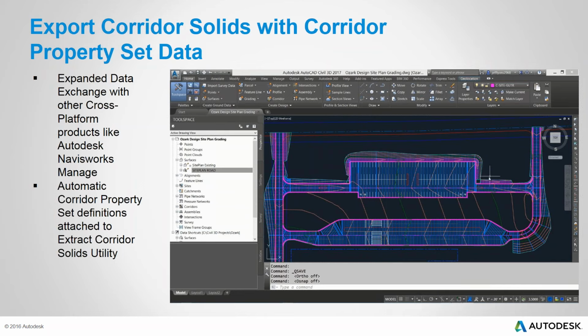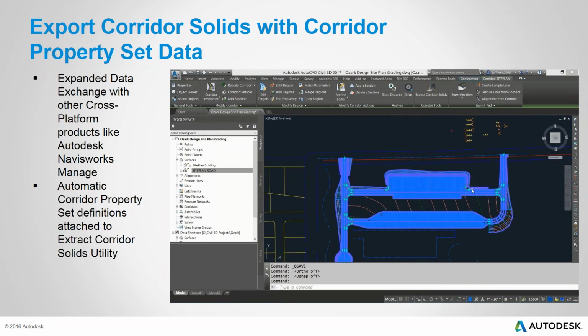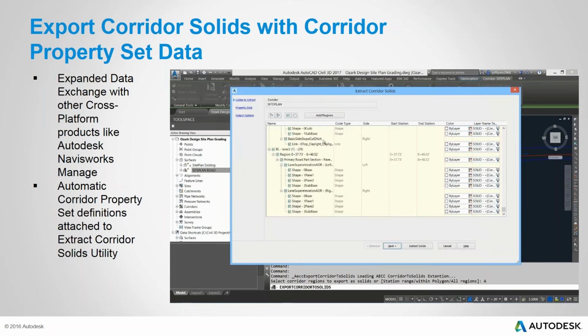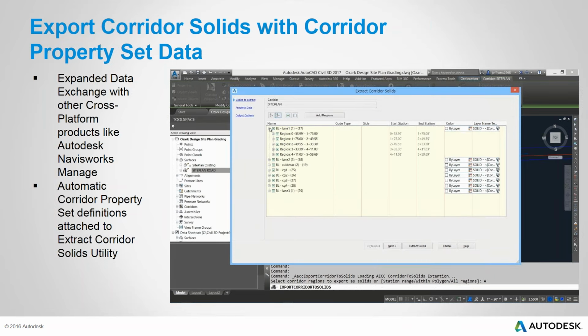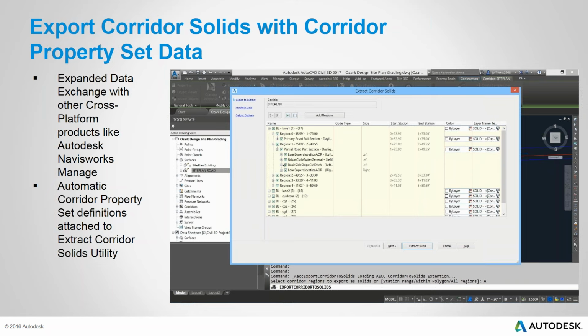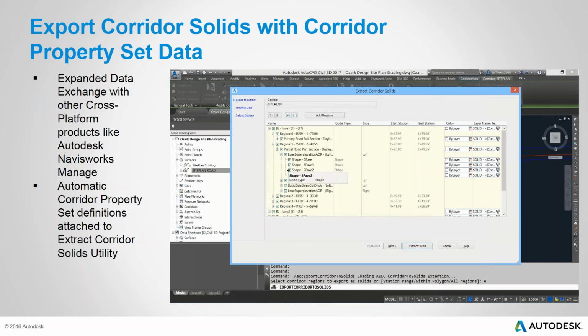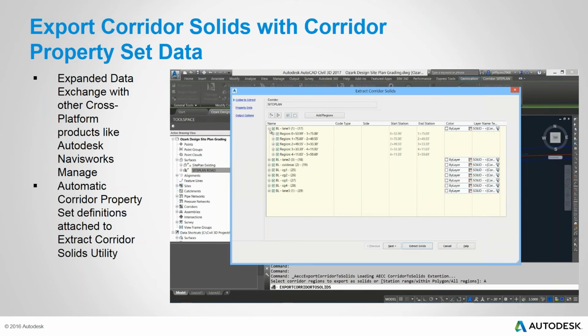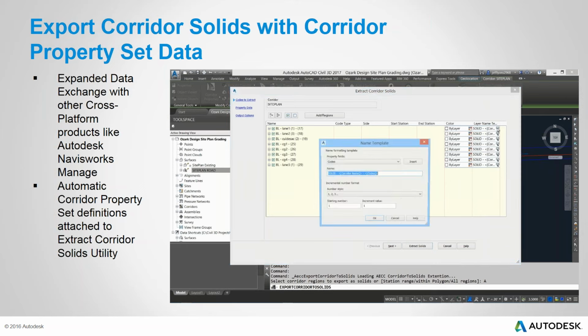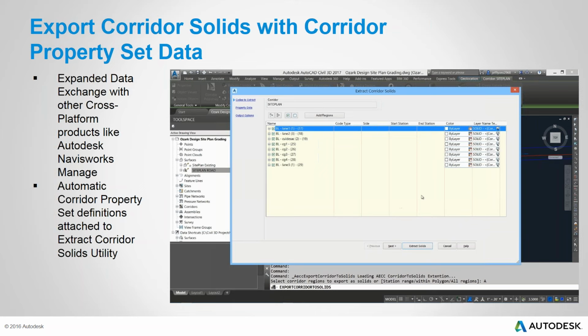Right, so moving to the next new feature, it is the ability to assign property sets to any AutoCAD object. In this example, we will look at the automatic assignment of property sets to the corridor solids. Once you have selected the corridor, you will see the context menu appear in the ribbon. Select Extract Corridor Solids option and you will see all of the baseline and regions that make up that corridor. We can assign what we want exported using the first interface. We can also assign the layer name, which comes in handy when pushing the design into Navisworks.